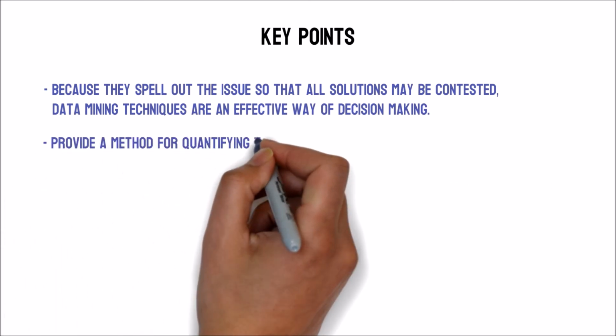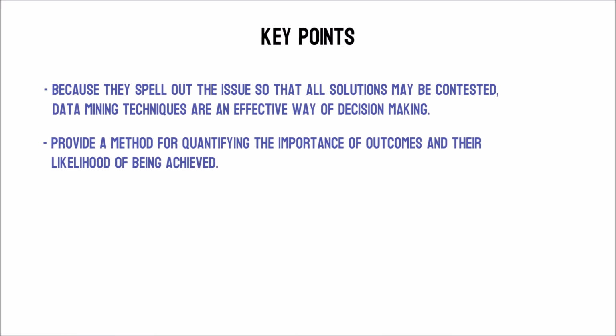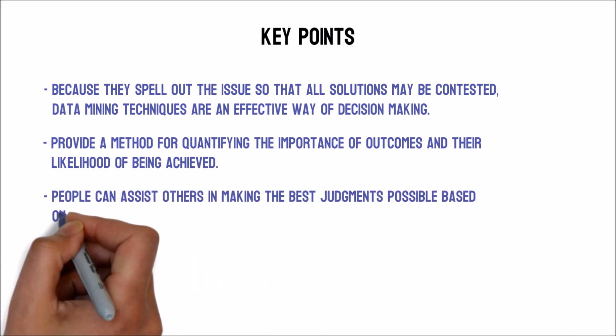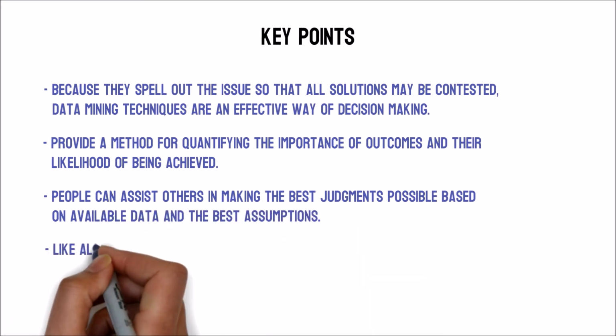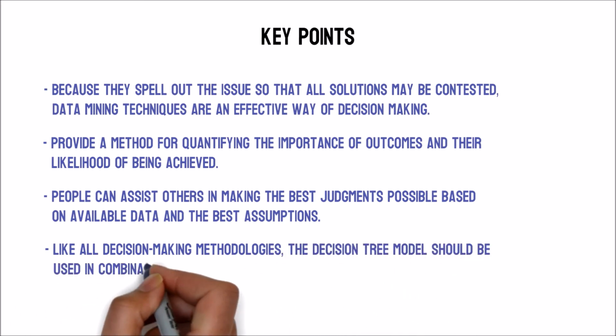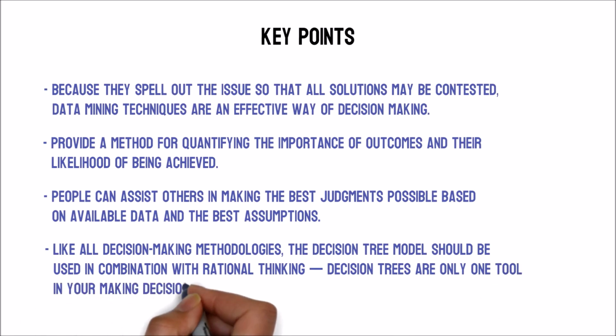They provide a method for quantifying the importance of outcomes and their likelihood of being achieved. People can assist others in making the best judgments possible based on available data and the best assumptions. Like all decision-making methodologies, the decision tree model should be used in combination with rational thinking. Decision trees are only one tool in your decision-making toolbox.